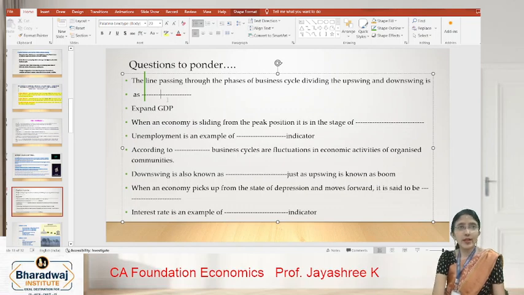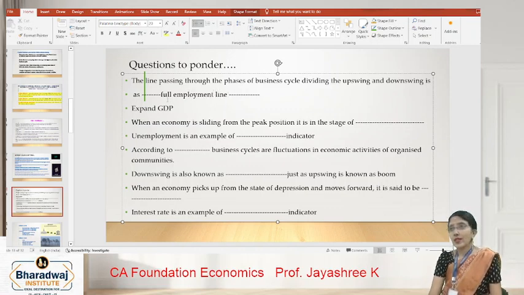Anybody written any other answer? Trend line is a statistical term. Full employment line. It is a Keynesian term actually. Okay. Expand GDP. Very good. Gross domestic product.